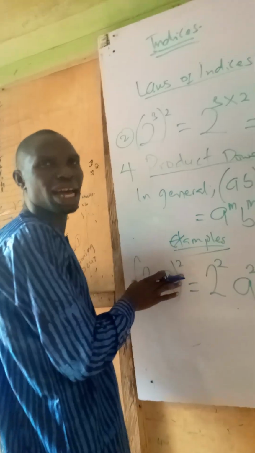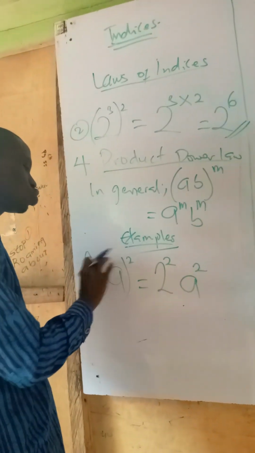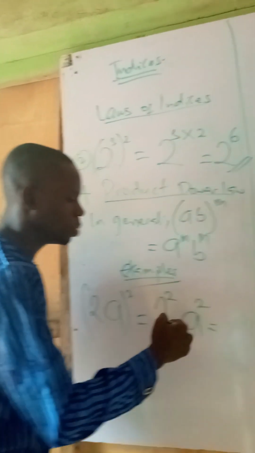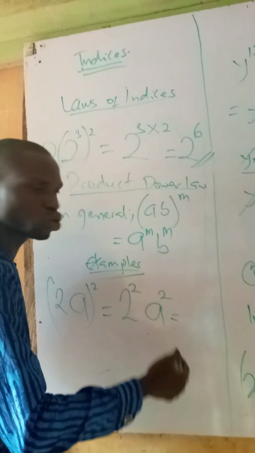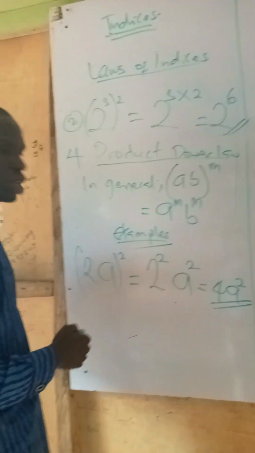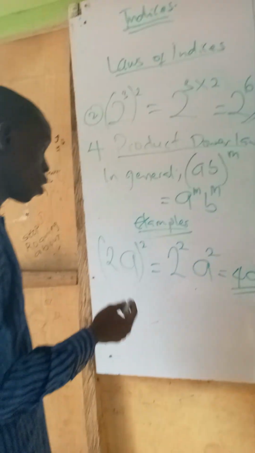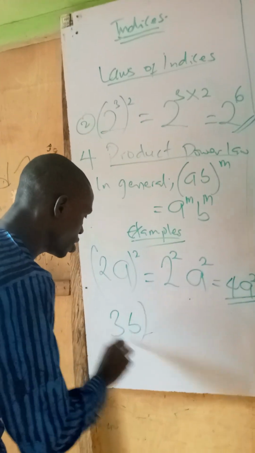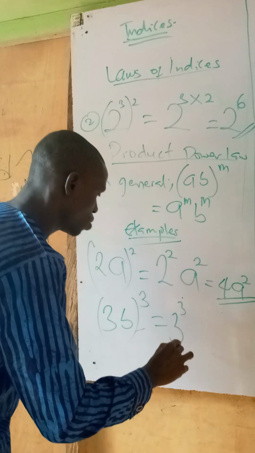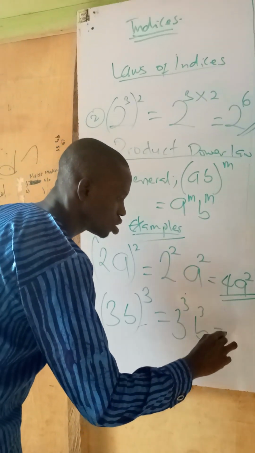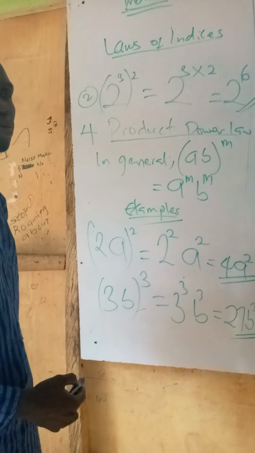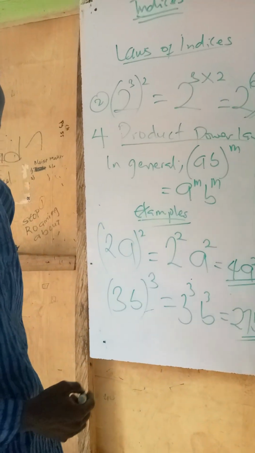And so, in order to solve it, we need to let 2 have its own portion of the power, then a has its own power. So, by the time we multiply this, 2 squared is 2 times 2, which gives us 4. Then you have a squared. This is the answer. So let's quickly take another example before we go to the next law. So (3b) cubed will give us 3 cubed, then b cubed. This will give us 27b cubed. Good.